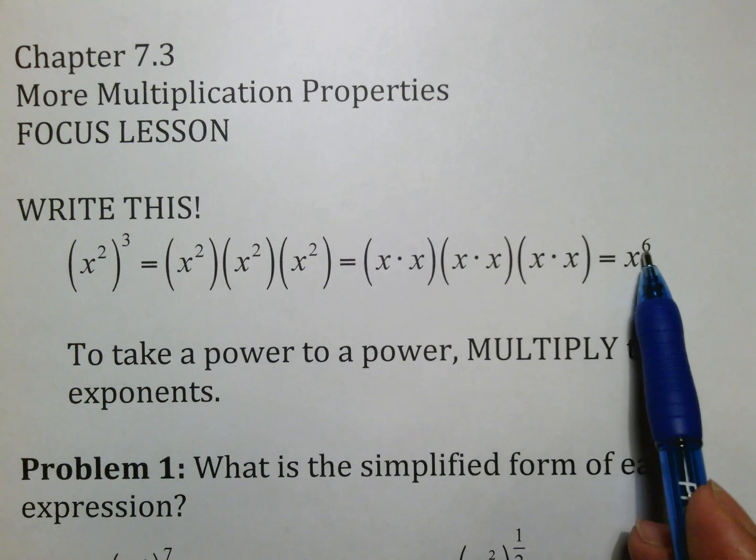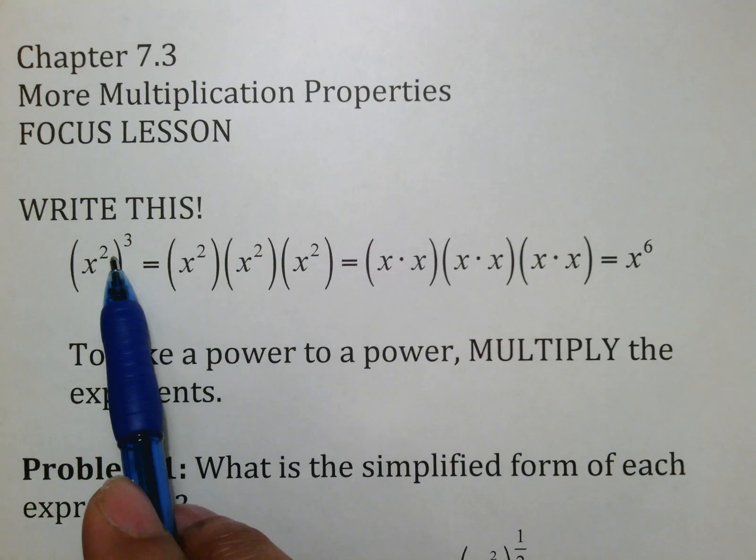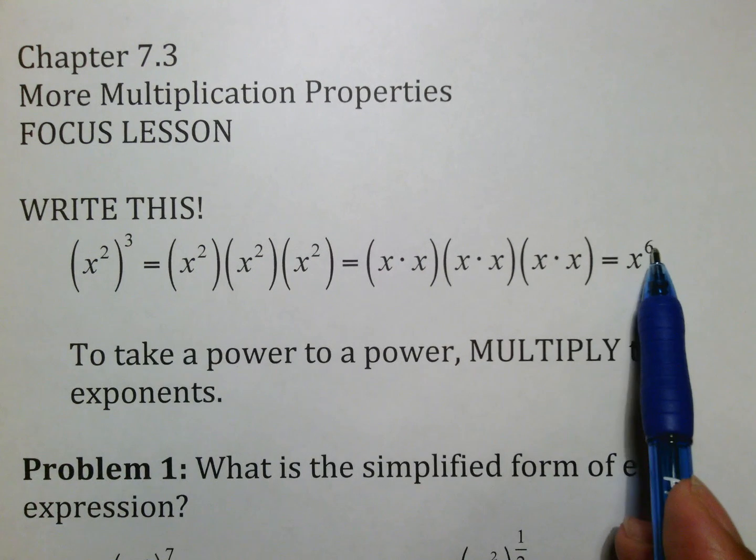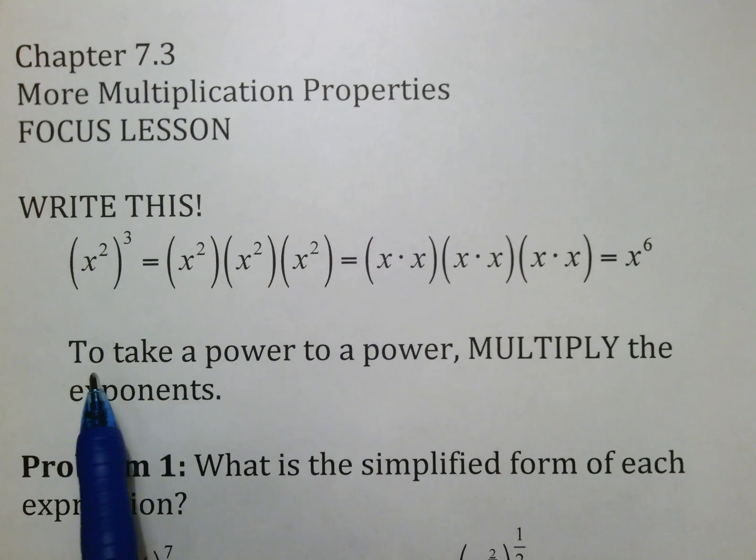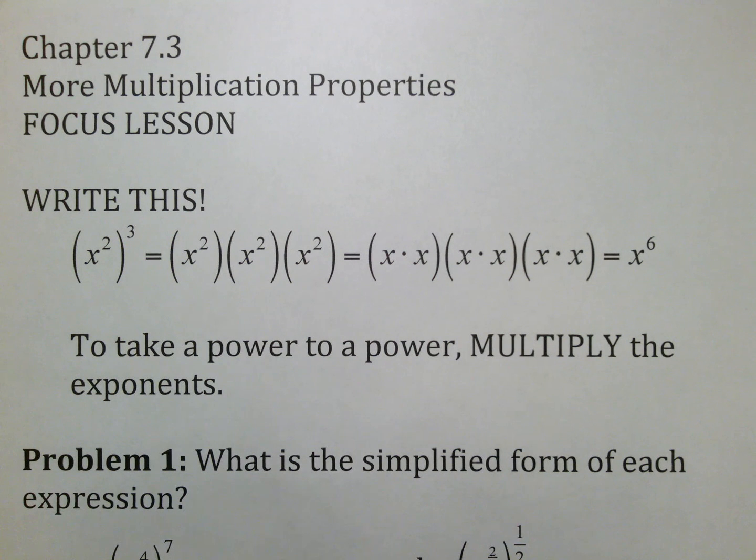Typically there is a pattern to this, and of course you see in this that 2 times 3 is 6. And so what you need to know about this is that if you want to take a power to a power, you multiply the exponent. So just like yesterday when I asked you to write the addition part of what was going on, today I need you to write the multiplication part that's going on.